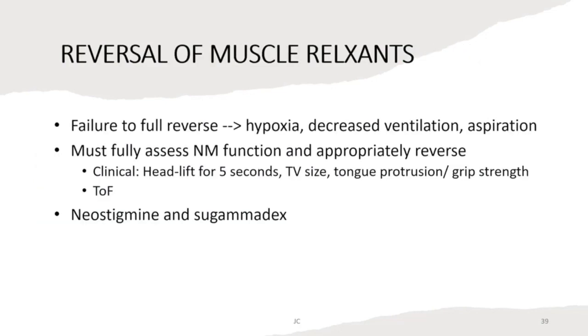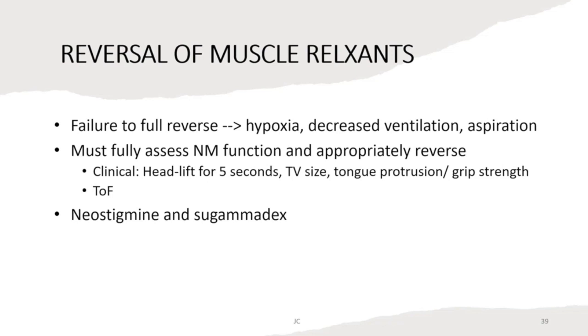Reversal of muscle relaxants. So this is important because if you fail to reverse these patients after surgery, they're at risk of hypoxia, decreased ventilation, and dysfunction of their vocal cords, which can lead to aspiration. So you should really fully assess the neuromuscular function and appropriately reverse. And you can do this in 2 ways. You can do it clinically, or you can do it more objectively using a train of 4.